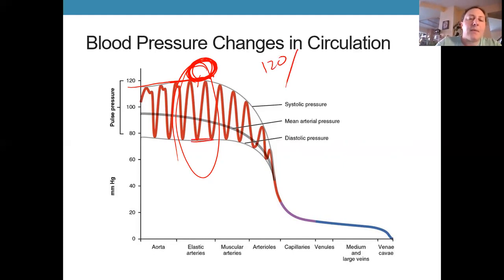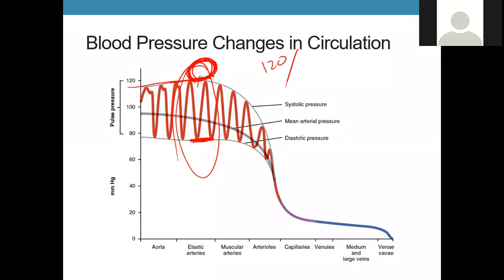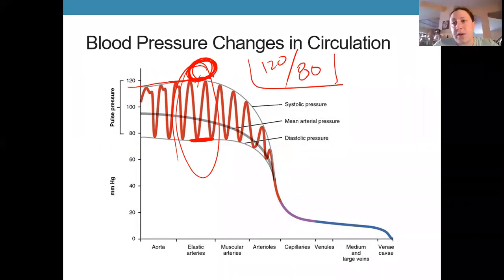And then when we get the pressure below what the minimum pressure is in there, we're going to get free flow again, and that's what gives us our second number. So if you've ever gotten your blood pressure measured and they tell you that it's 120/80 or something like that, what that means is your systolic and your diastolic.